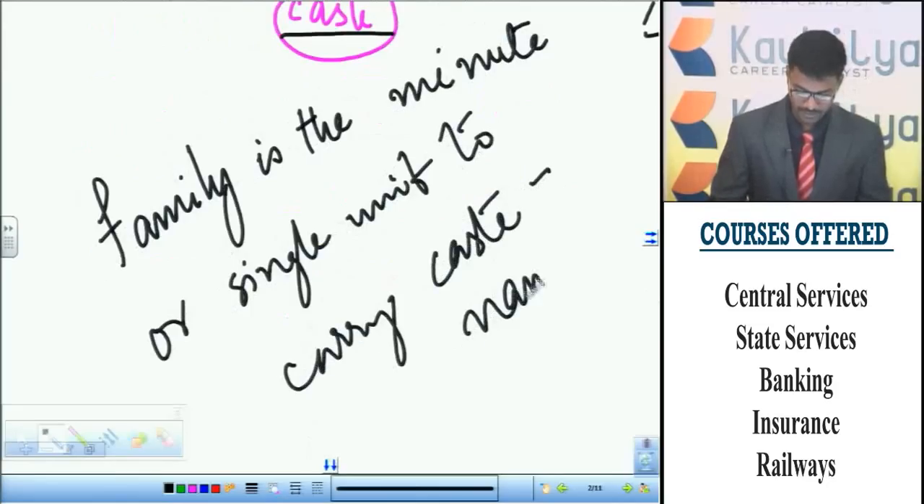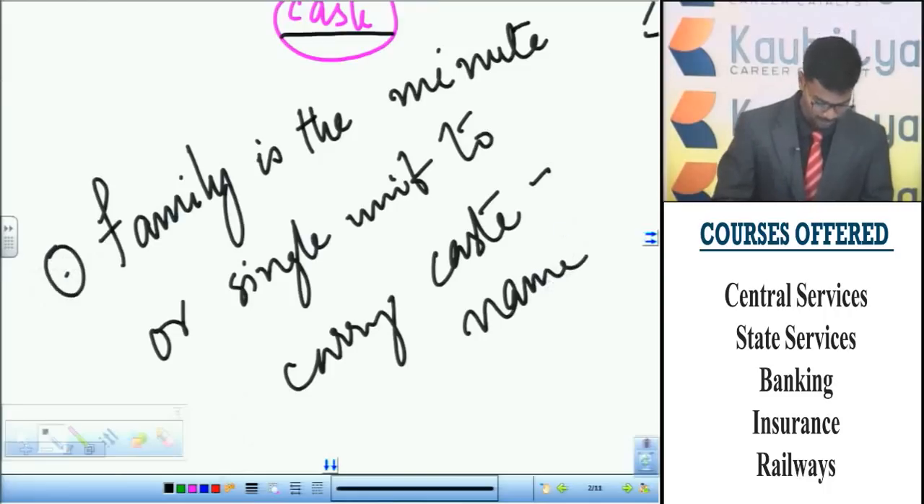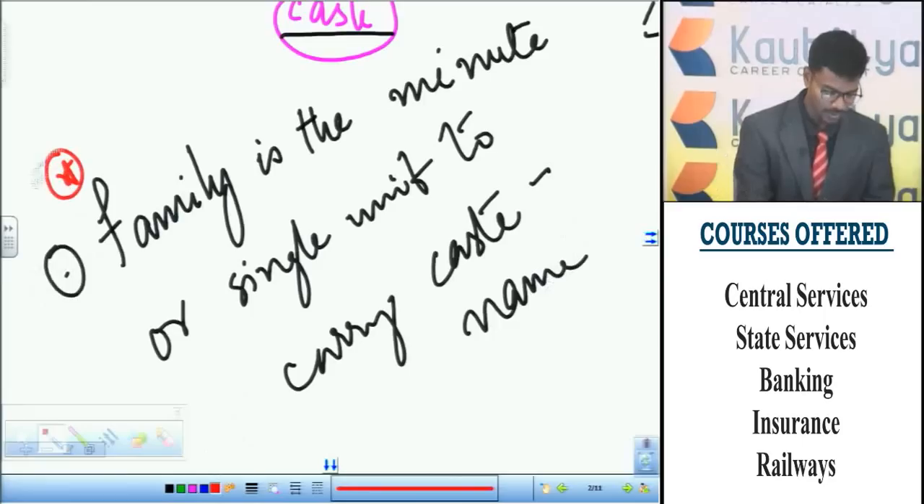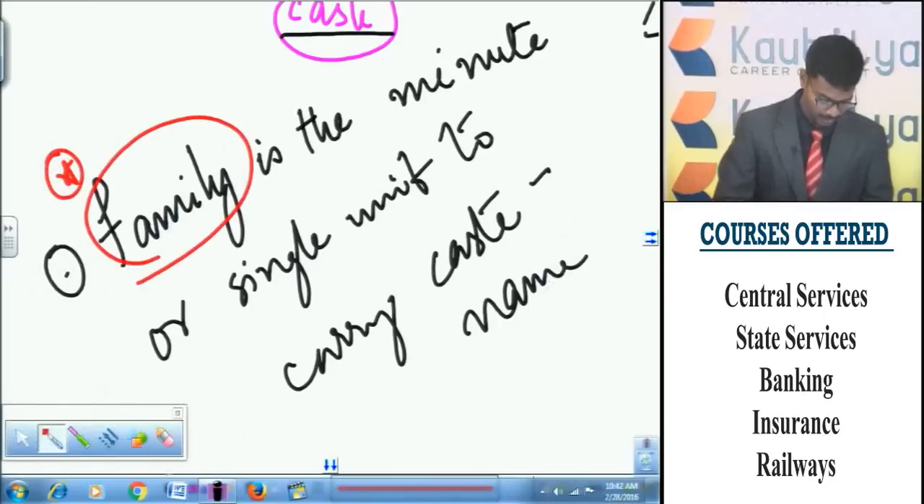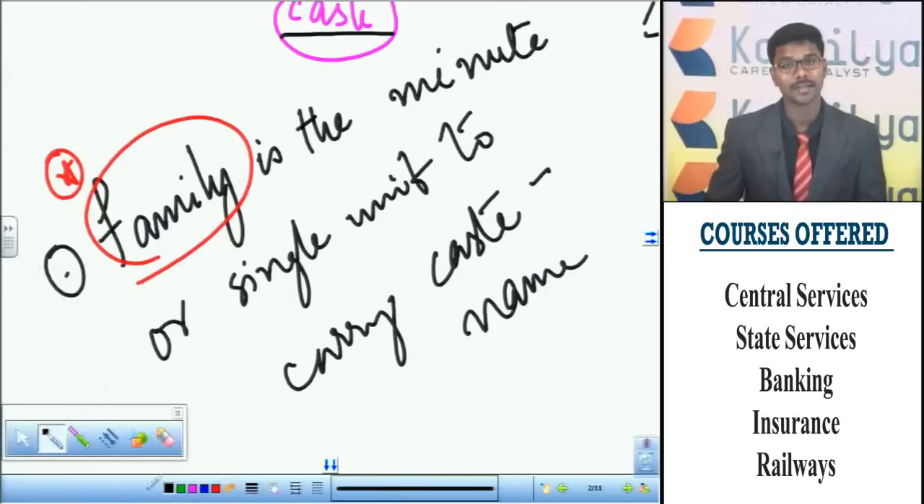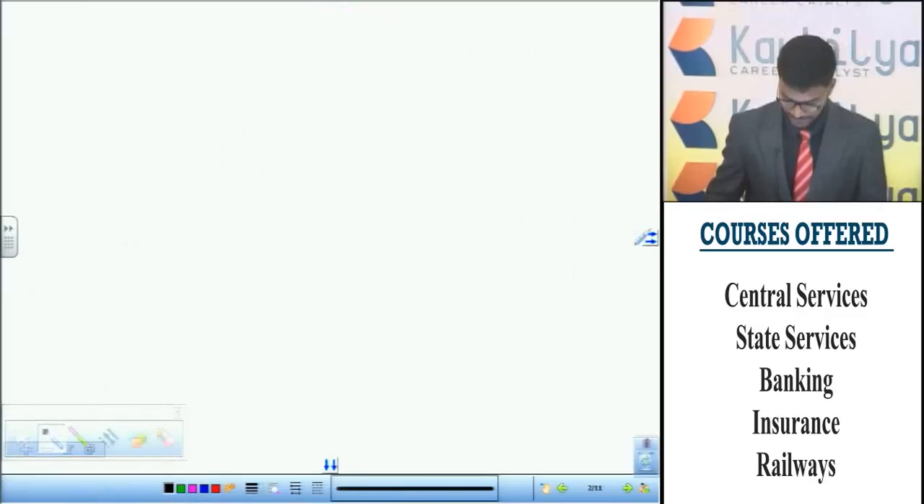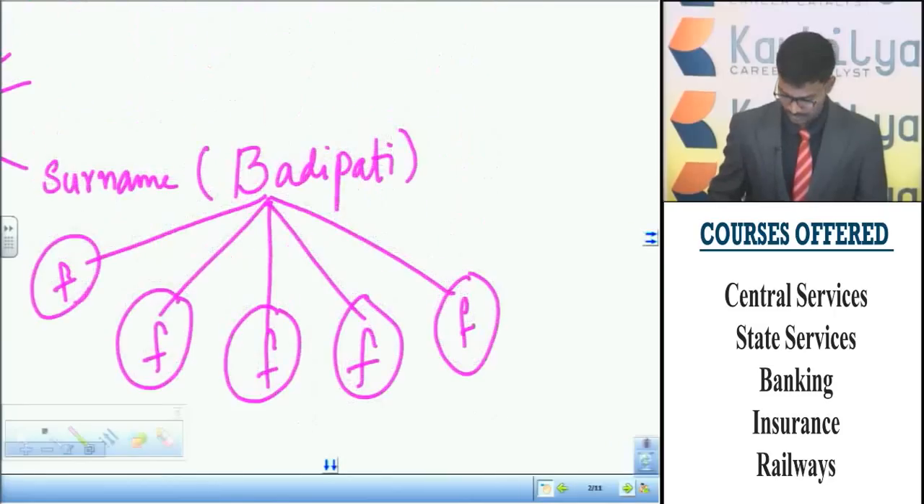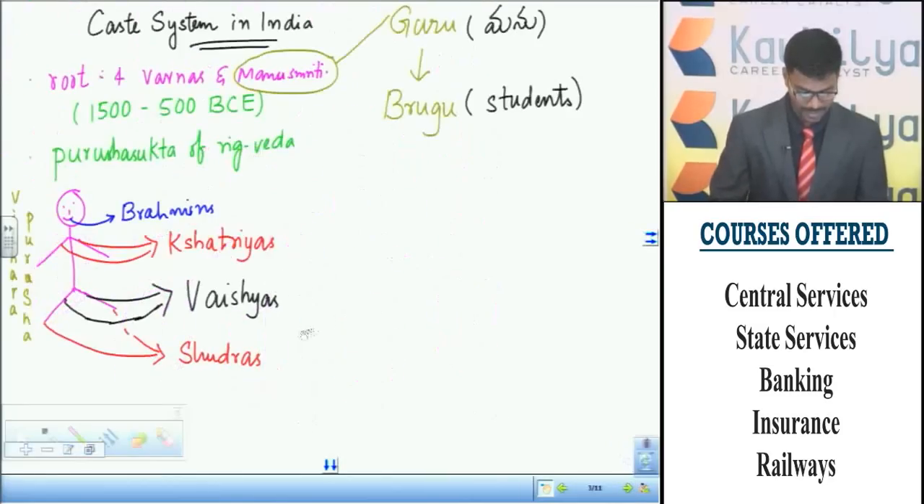It is not an individual, it is a family. Please do remember, it is the family which carries the name of the caste. It is not an individual, it is a family. Later I will move on to the caste system in India.